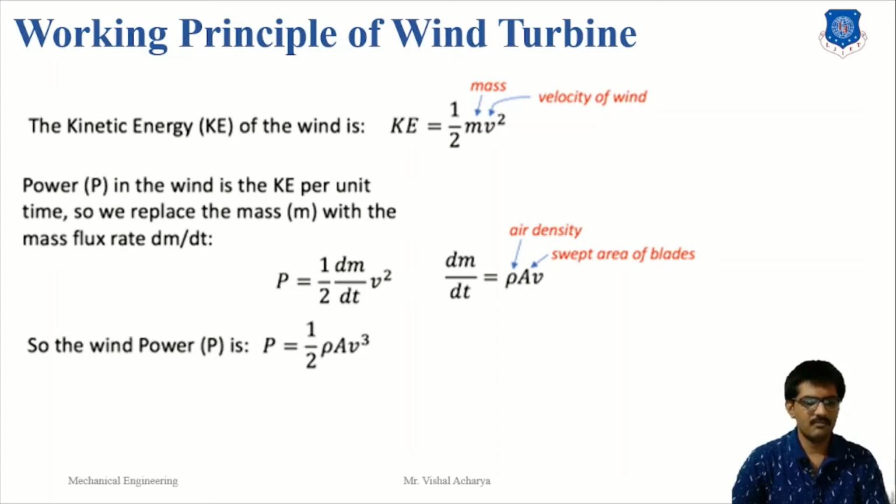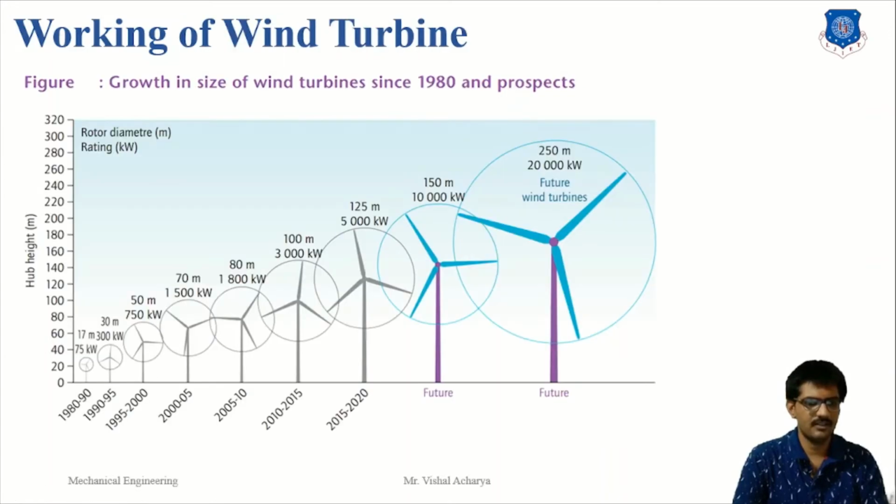We will get the maximum power from the wind turbine as 16 by 27 rho A V cube. So our maximum wind turbine efficiency is almost 59.2%. Here you can say that the power also depends upon the swept area of the blade. If the swept area is increased, our output power is also increased.